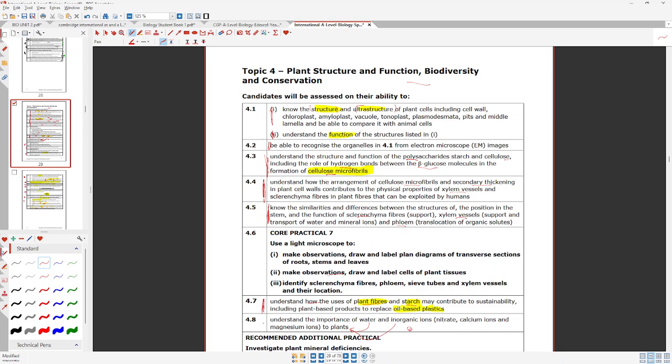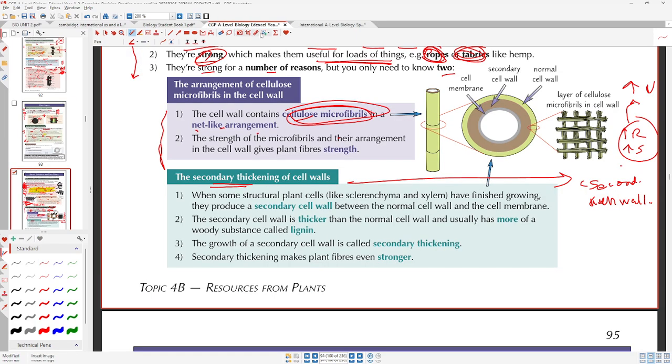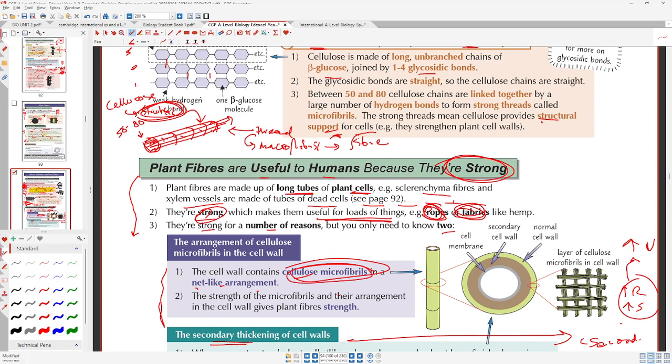Yes, that makes sense. However, again, similar differences between structures, the position in the stem and the function of sclerenchyma fibers. Okay, so we need to know the differences between the structures of sclerenchyma fibers, xylem vessels, and phloem, which we did, but just not in as much detail. Because when we talked about sclerenchyma, did we have a diagram? I don't think we did. No, we didn't.